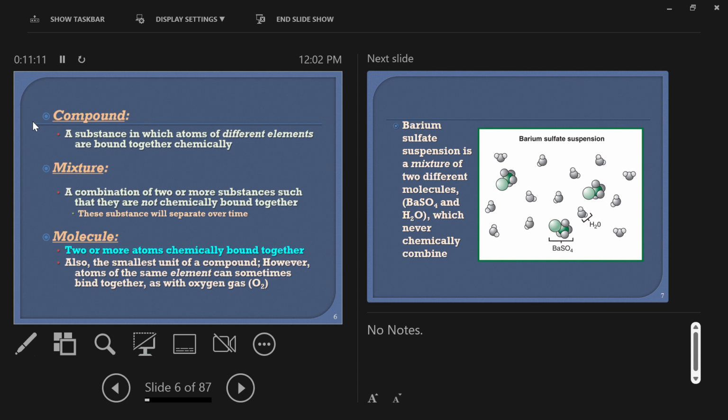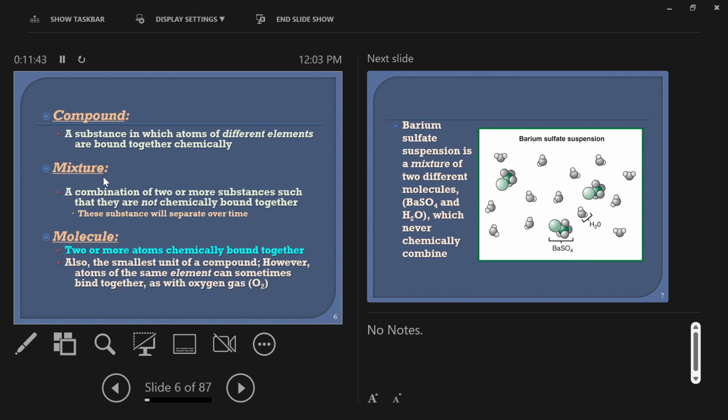What might be an everyday example of a compound that we deal with? Think about something you interact with every day. You're mostly made of it. H2O. Yeah, H2O, right? That's a compound. It's two hydrogen atoms and one oxygen atom, chemically bonded together. And that says right there, a substance in which different elements are bound together chemically. That's what water is. That's what H2O is, okay?